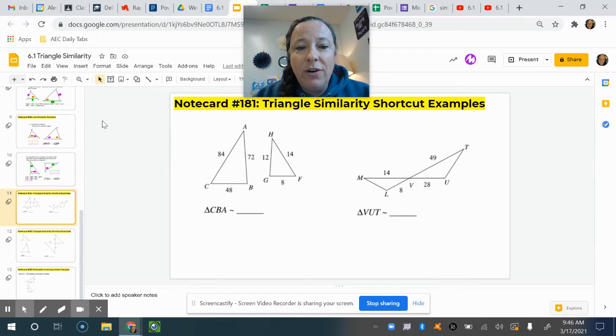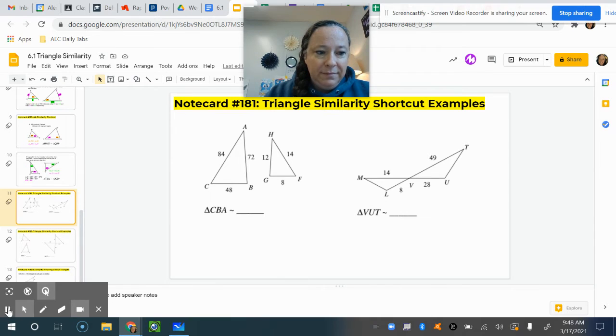We need to look at this first one and ask, what do we have given? You'll see that there's no angle. So we're going to have to go with side, side, side similarity, but we cannot just assume, because some of these answers are going to be no, they're not similar, okay? So we're going to have to check all the sides to see if they're in proportion.